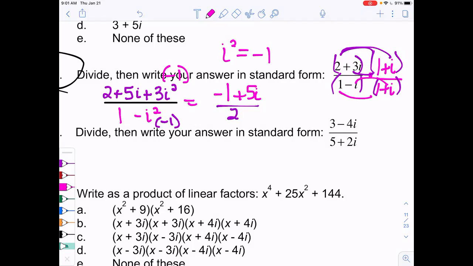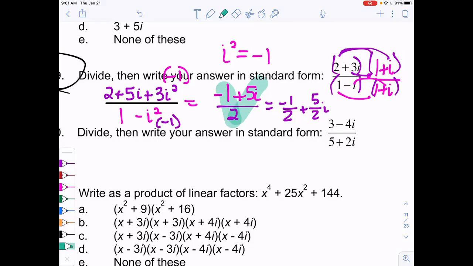And then it says to write it in standard form. Standard form means the real number is separate from the imaginary number. So our real number is the -1/2. The imaginary is the 5/2 i. So just taking that denominator of 2 and splitting the numerator up, kind of separating it. Everything was divided by 2, so individually they could be divided by 2. Questions?